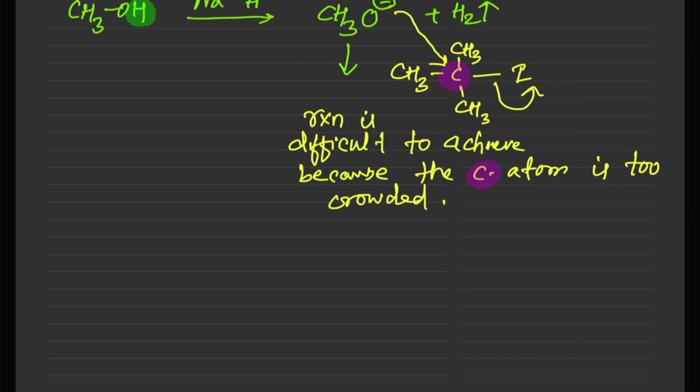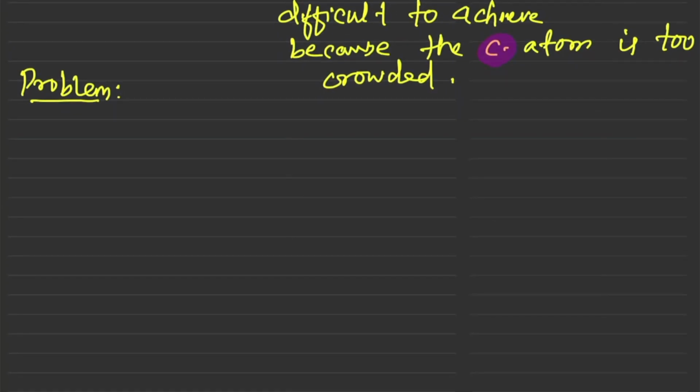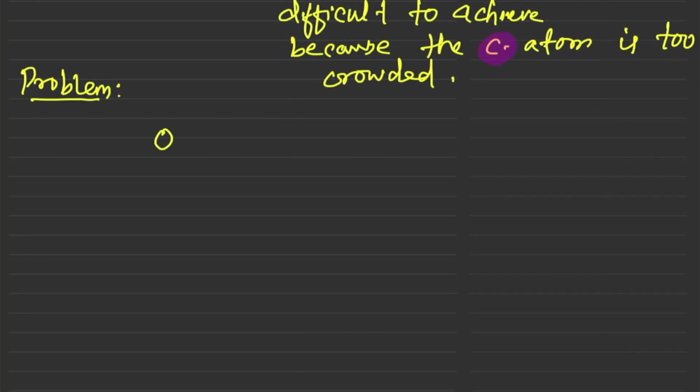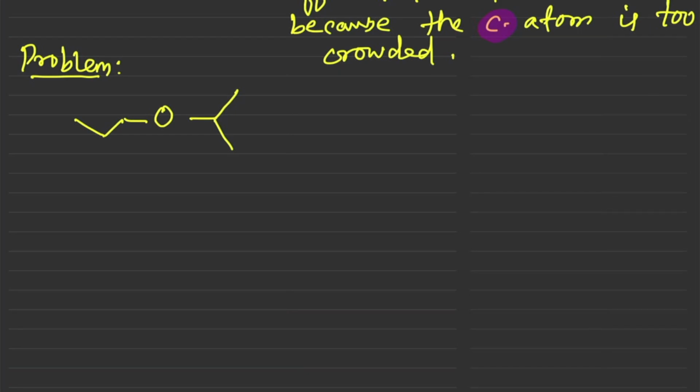So let's do a quick problem. I think we are going slightly over, but that's okay. And I will give you a shortcut. Let's say, how would you prepare this? I'm putting random molecules here. So you have something like this. What is the best method to prepare this one? You can do anything. So how would you solve this problem?